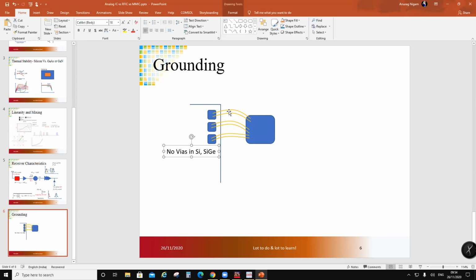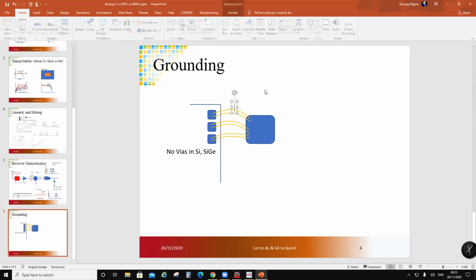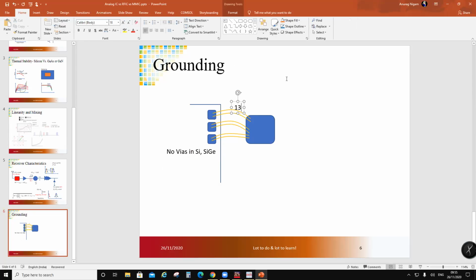Now you should know some things. Okay, these wires are usually 1 mil. Okay, 1 mil dia. Okay, so these are like gold wires, 1 mil dia. In production, this is usually not better than 13 mils, the length. 13 mil length, 1 mil dia.